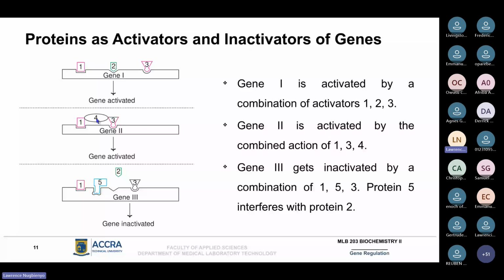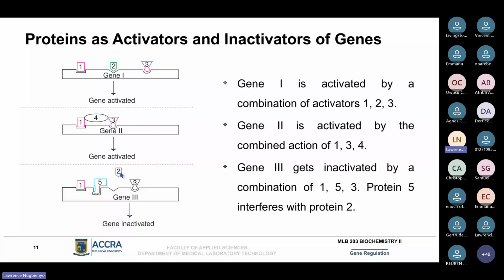It means if the number 4 is not there, there will not be activation of the gene, even though it is not having a direct interaction with the gene. You can also have a case where you have, say, these proteins 1, 2, 3, just as they are in gene 1, these proteins 1, 2, and 3 can be having interaction directly with the gene.